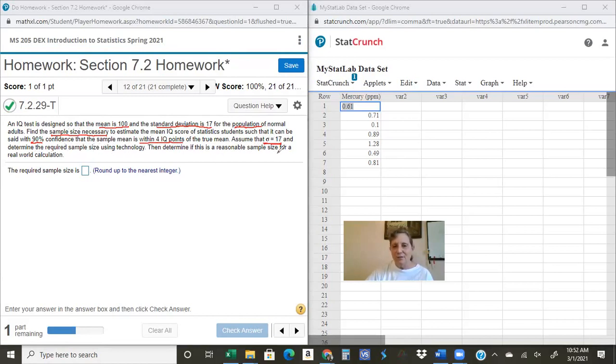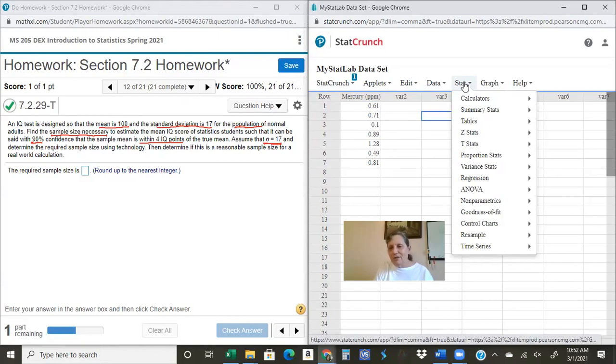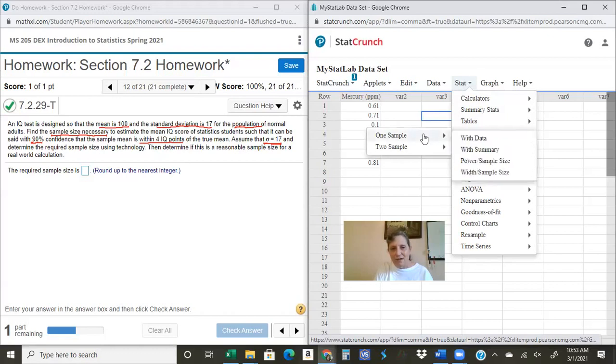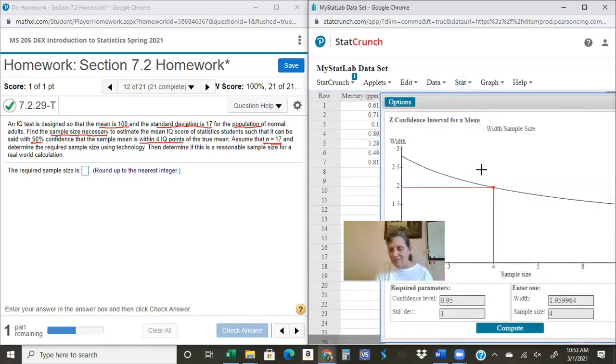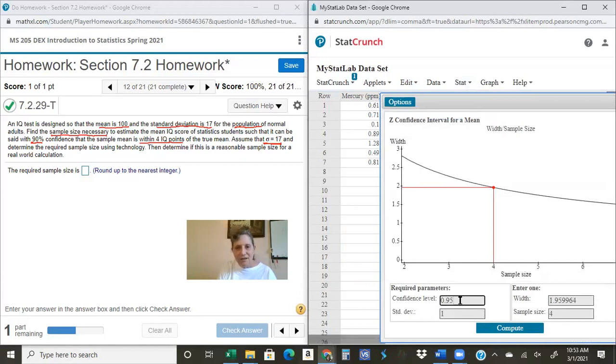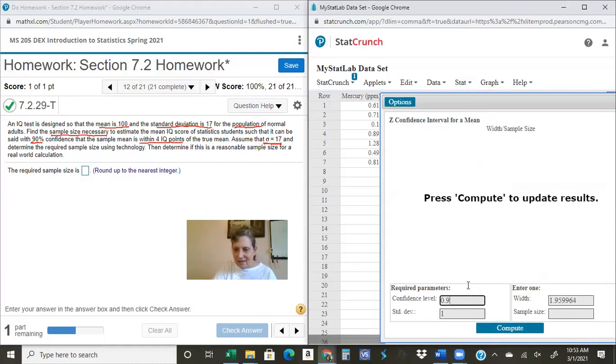Now, since we know sigma, we can use a z-score. We get the sample size by going to the same menu that we get the confidence interval from. So z-stats, one sample, it's z because we were given sigma, but this time go all the way down to width/sample size. We have to set the confidence level and the standard deviation. See where it says required parameters here? So the confidence level is going to be 90. Standard deviation has to be sigma because this is a z.